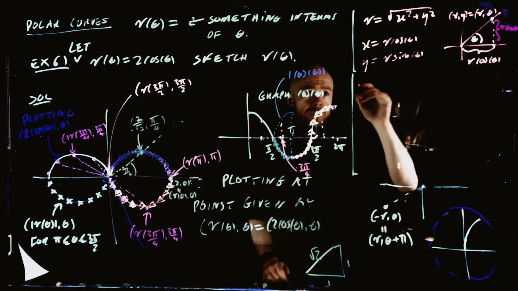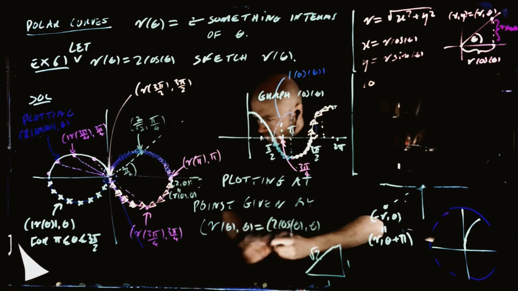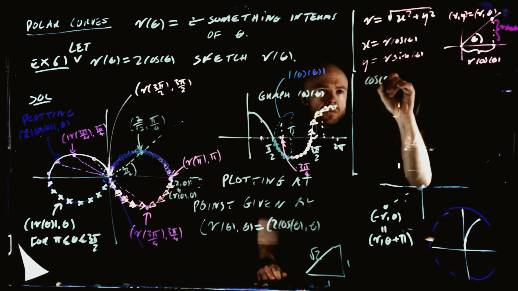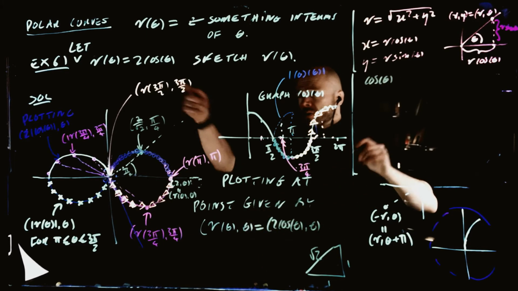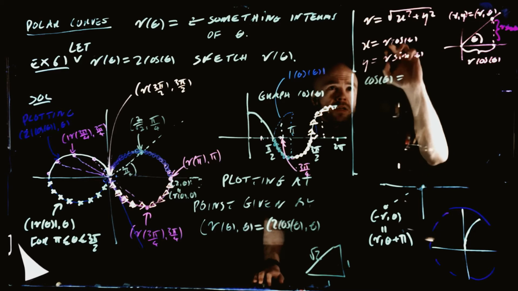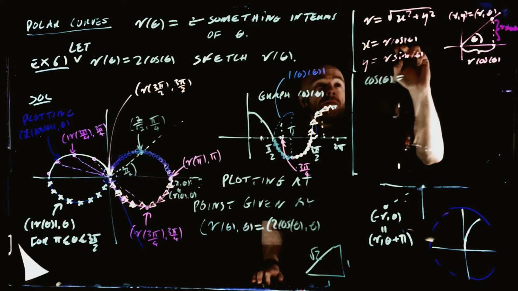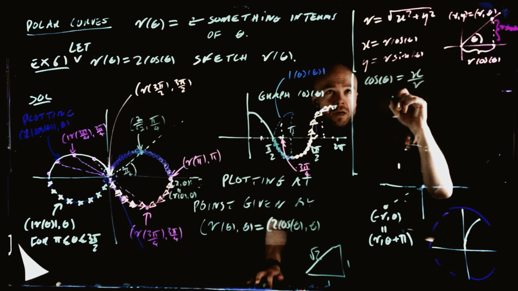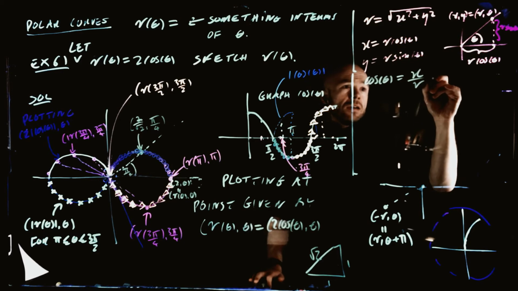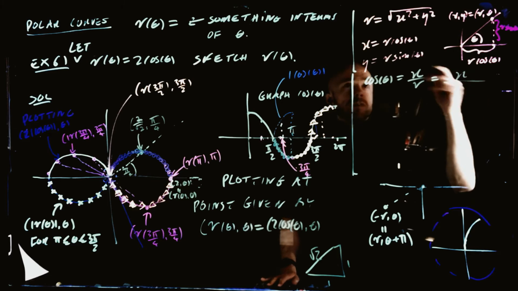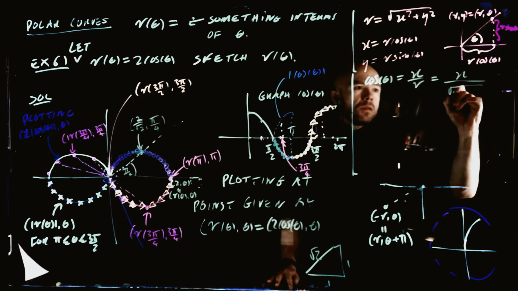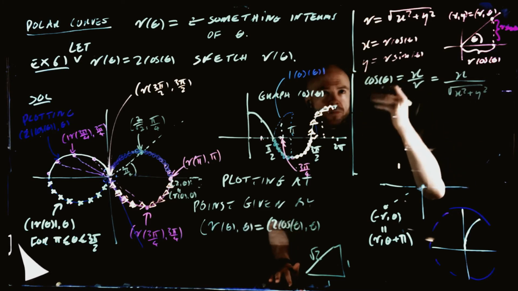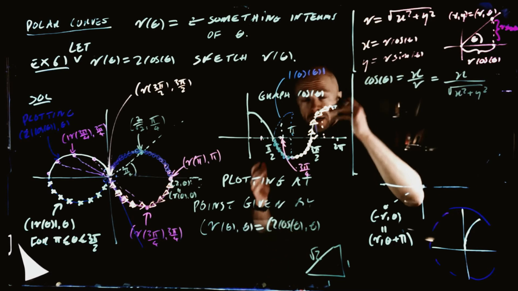Cool. So, in particular, cosine of theta from this thing is equal to x over r. Yeah? And since we have r equal to this thing, written in terms of x and y, it's equal to this thing. And we can do the same for y, for sine, sorry.